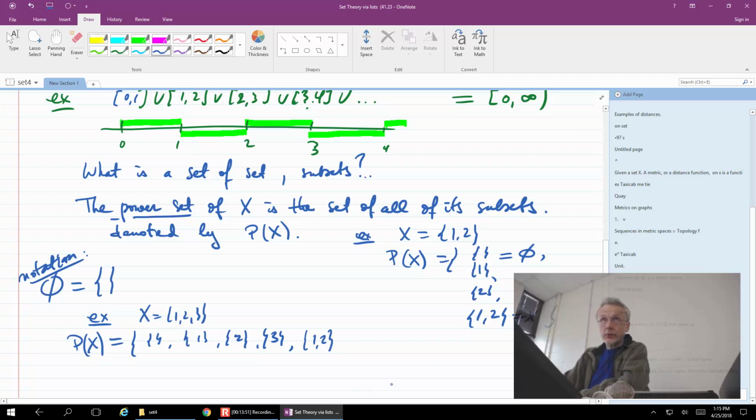In how many ways can I choose 2 elements out of 3? Has anybody taken any combinatorics or probability? Not yet. Okay, well, we'll just do a little bit of that in a minute.